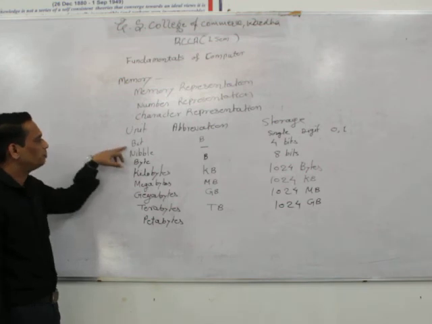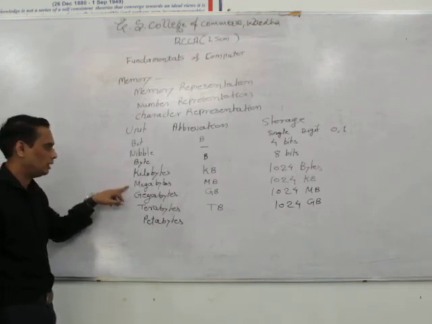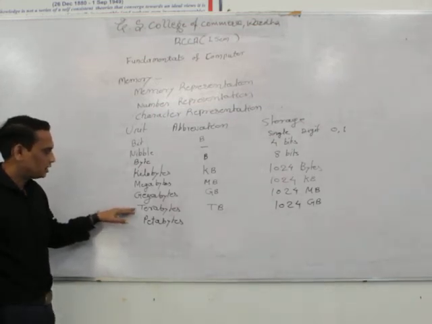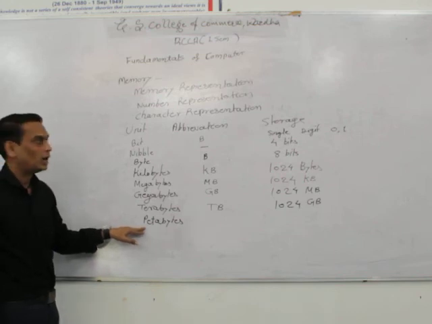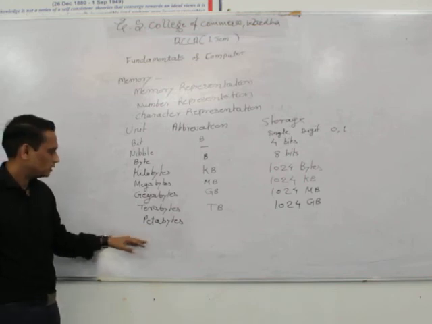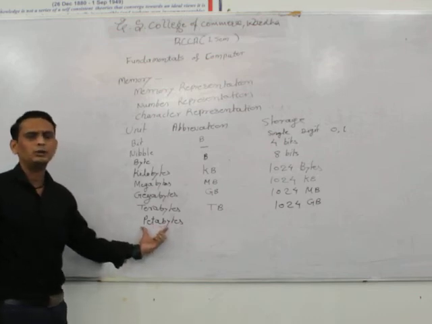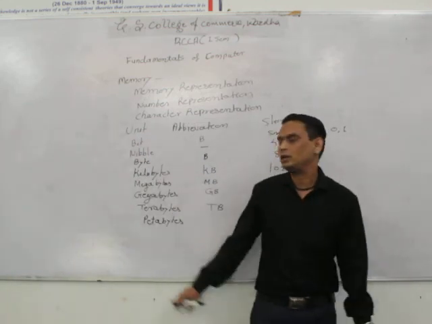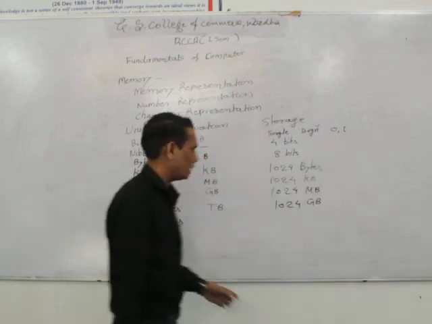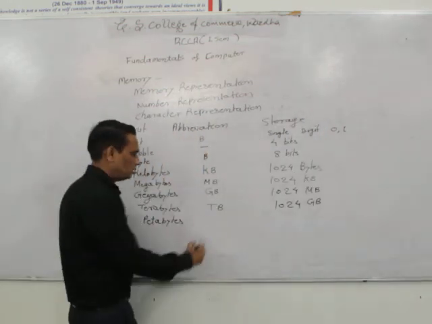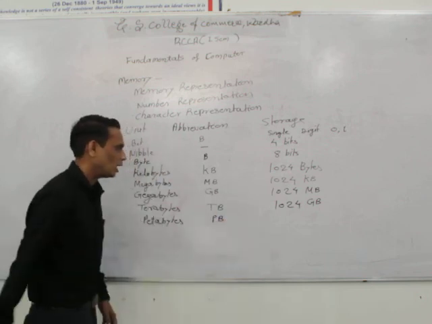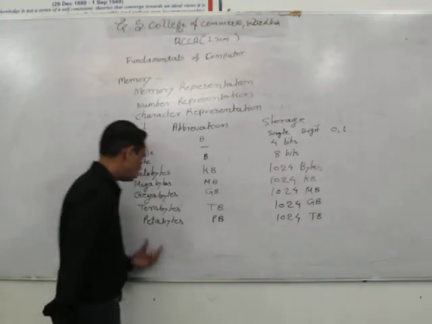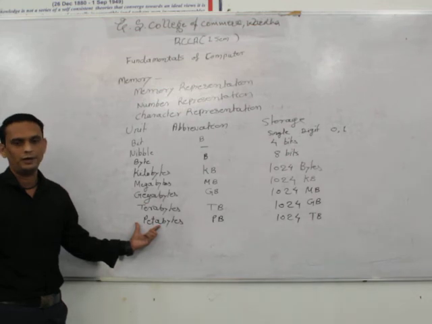Next one, petabyte. We heard about bit, nibble, byte, kilobyte, megabyte, gigabyte, terabyte. Now we use terabytes. But after terabytes we have other storage representations, called petabytes. It is never used commonly. When we have much larger memory space, that time we use the petabyte, called PB, and 1024 TB equals 1 PB.